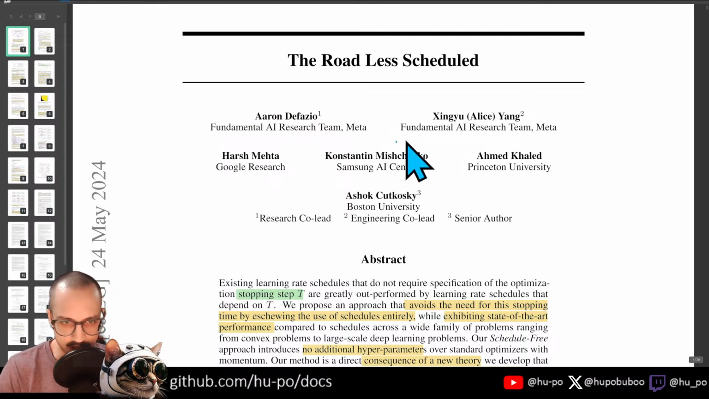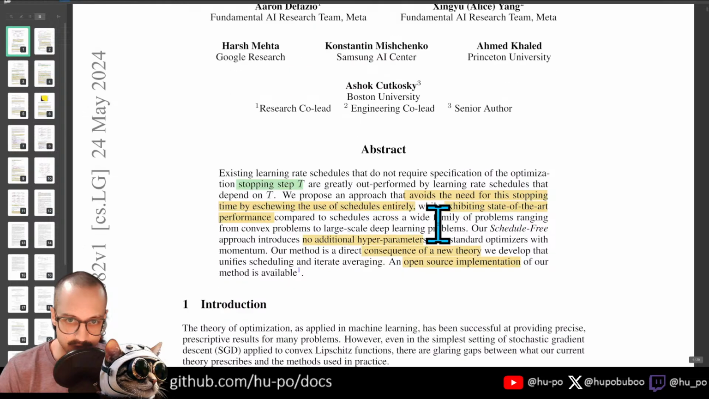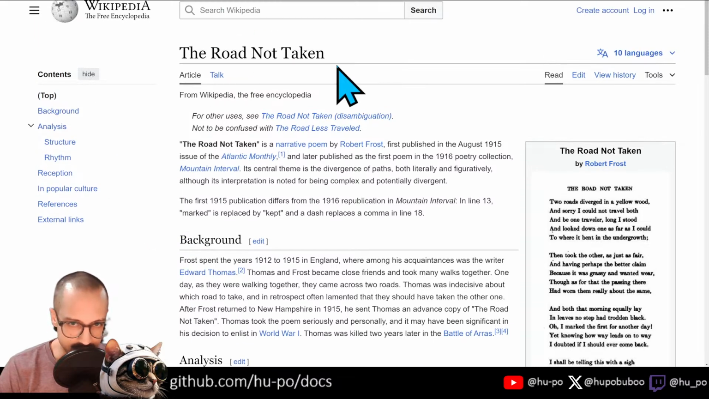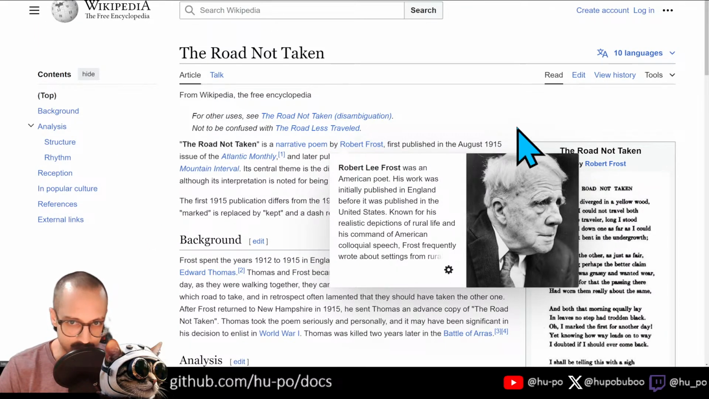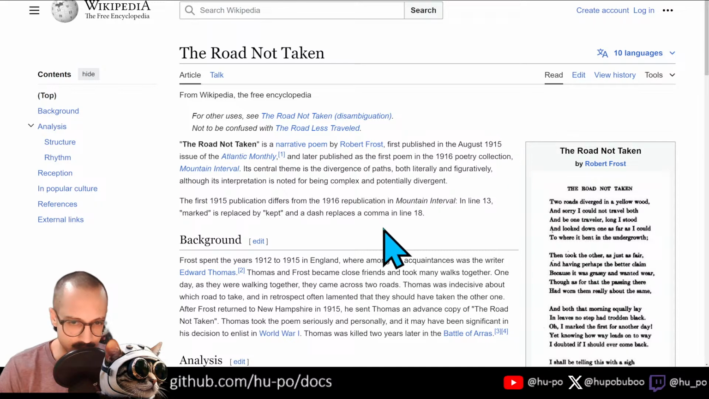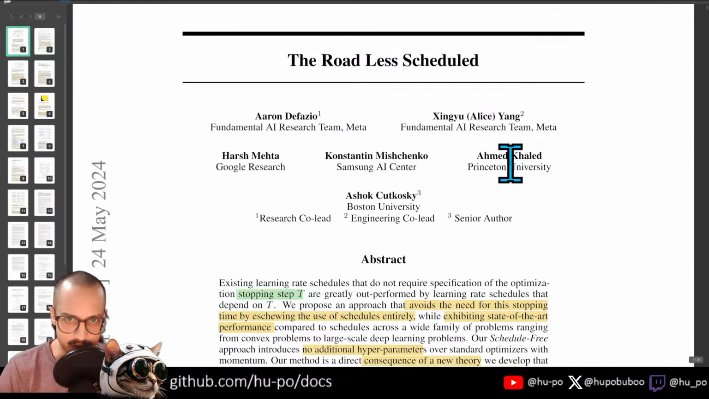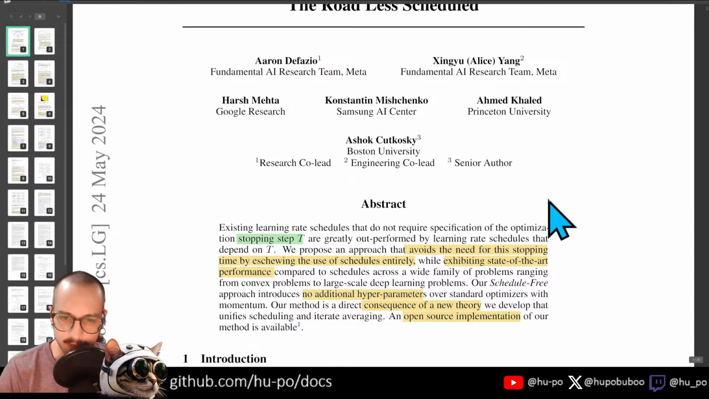This guy here tweeted early results a couple months ago. People got hyped, and now we finally have the paper. So we're going to deep dive and figure out whether it's worth that hype. The Road Less Scheduled, I'm pretty sure this is a reference to The Road Not Taken, which is a poem by Robert Frost, written in 1915. So kind of an old poem, but people love it because it's about taking the path in life that not a lot of other people take. So people love that kind of mentality. So I'm pretty sure that's what the title is referencing.